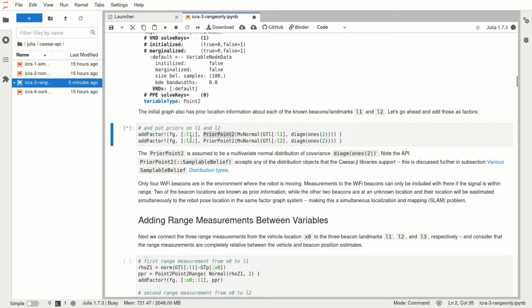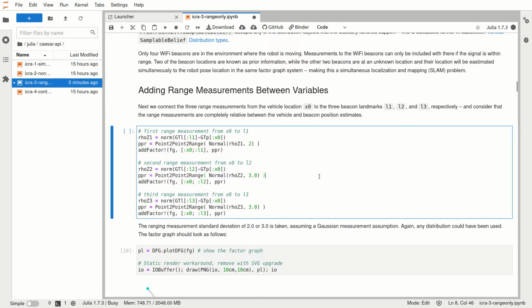So we know where these 2 landmarks are, and we're using the ground truth position for L1 and the ground truth position for L2 to pin them down with a covariance matrix of values 1 down the diagonal. So L1 and L2 are pinned with priors. Then the first pose, x0, will make 3 range measurements to 3 beacons, which are nearby, L1, L2, and L3. Now remember, we don't know where L3 is in advance.